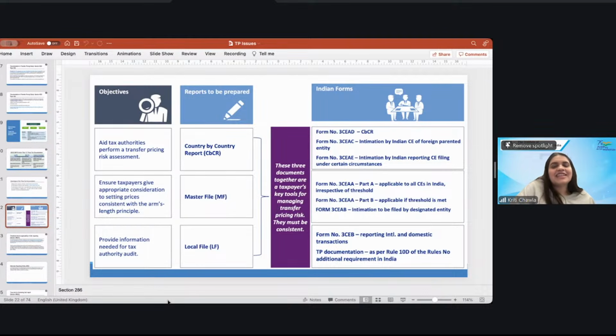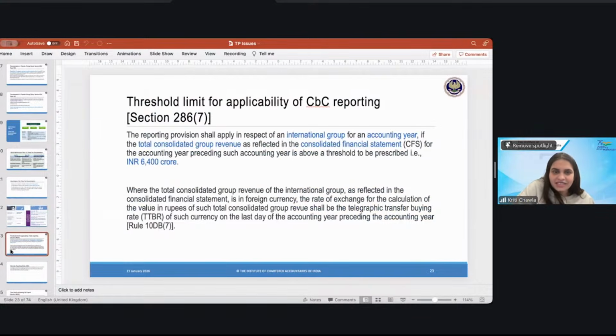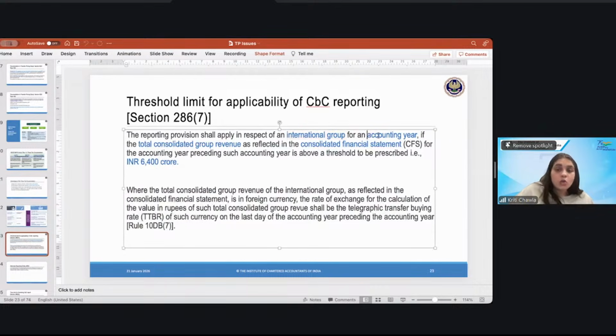Okay, yes, that's absolutely correct. It is 6,400 crores for the applicability of CbCR. This is Section 286, sub-section 7, and it says that CbCR will be applicable in India if, for one accounting year, the total consolidated group revenue in the consolidated financial statements of the international group exceeds INR 6,400 crore. Then CbCR will be applicable.